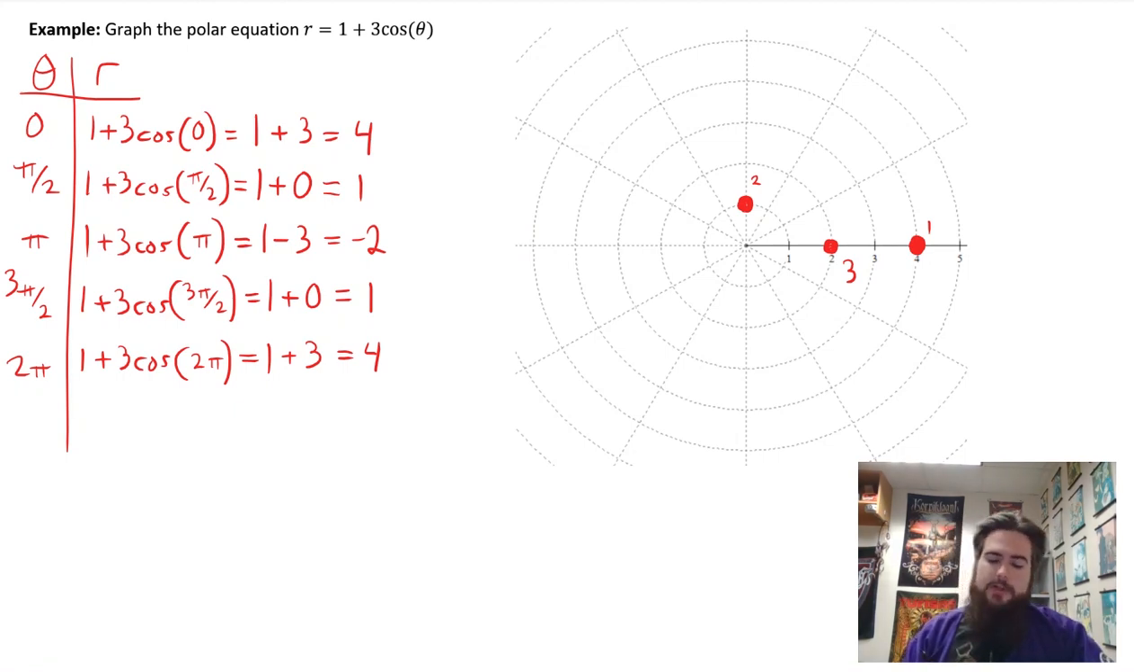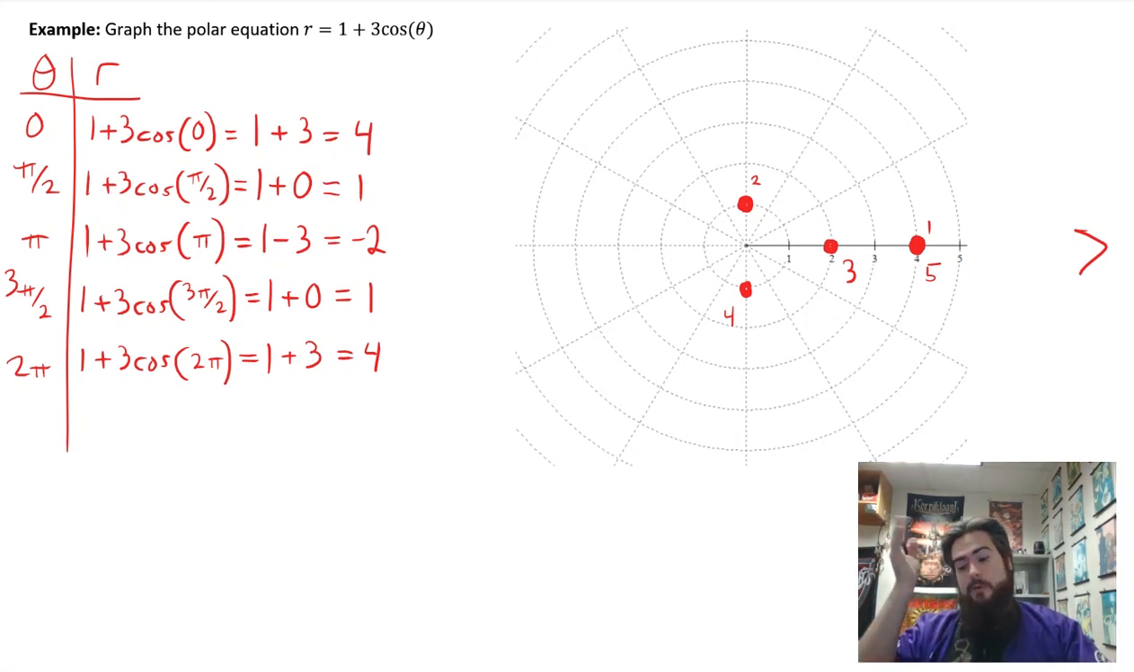With 3 pi over 2, I will face towards 3 pi over 2 and walk a distance of 1 in that direction. That is my fourth point. And then my last point at 2 pi and 4, that means face towards 2 pi, walk a distance of 4, which puts me right back to where I started.